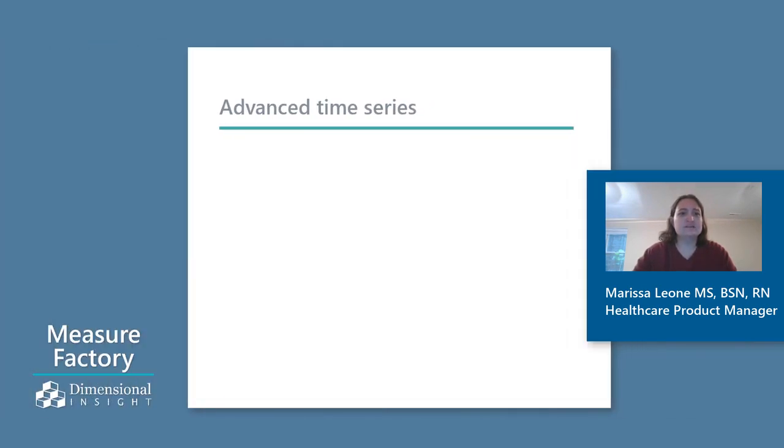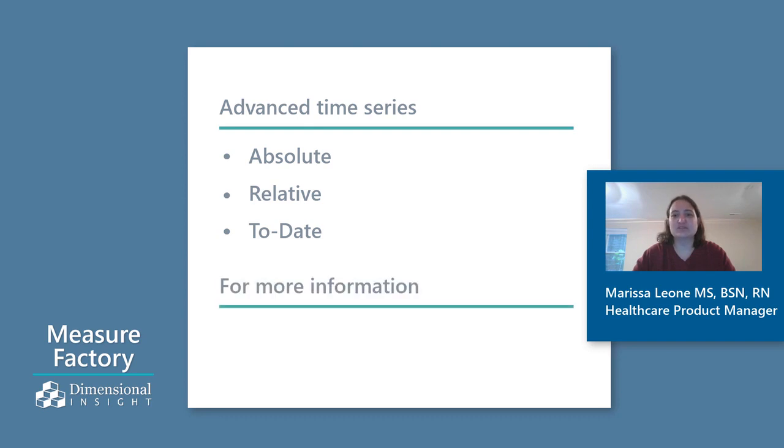In addition to the basic time series, there are also three types of advanced time series: absolute, relative, and to date. These can be used within stamps as well as within the non-stamp portlets, and more information on these can be found in the documentation.